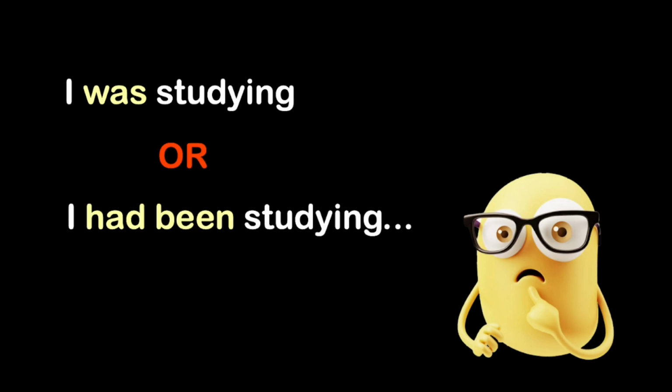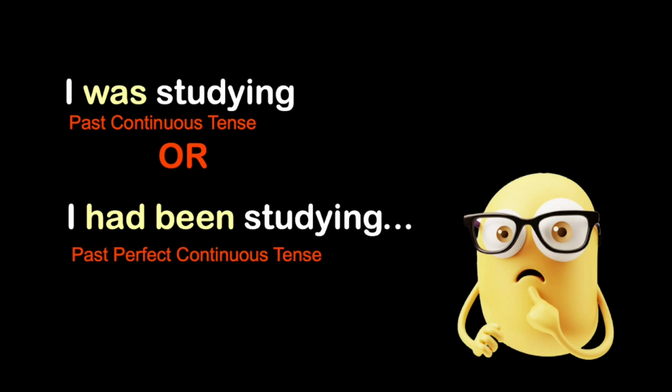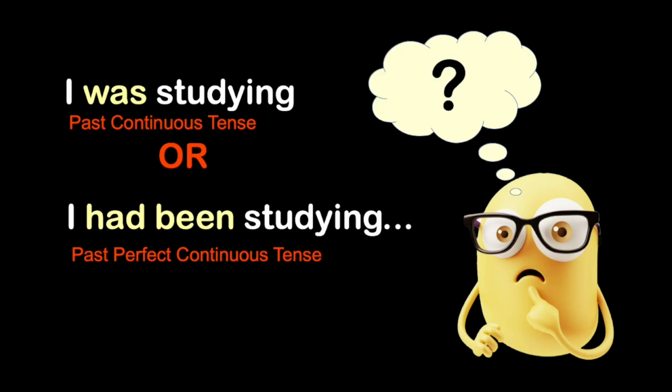I was studying, or I had been studying. What is the difference? The first sentence is in the past continuous tense, and the second sentence is in the past perfect continuous tense. Now you're probably thinking, okay, I knew that, but what is the difference? Do both sentences express the same meaning? My answer is, let's find out, but let's do it step by step.